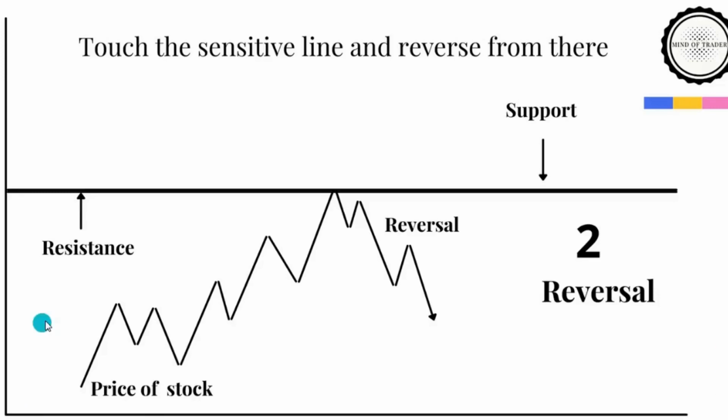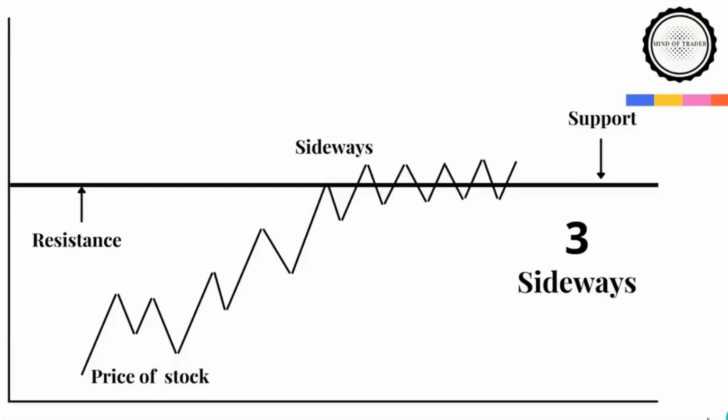See, in this case, the price of the stock is not able to give a breakout. However, there was a resistance on this sensitive line and it was strong enough to pull the price of the stock down. So this is a reversal which has happened.